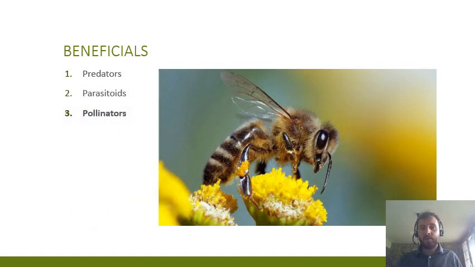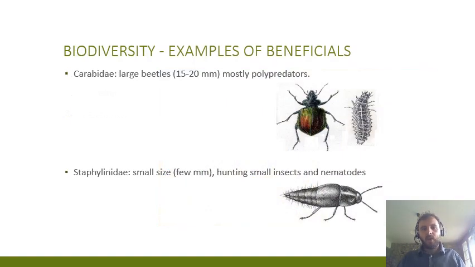And then you have the third type of beneficial, which are the pollinators, which of course you know about. And sometimes pollinators can also be predators or parasitoids, so it's always useful to have them. So now we look at some more specific examples of beneficials.